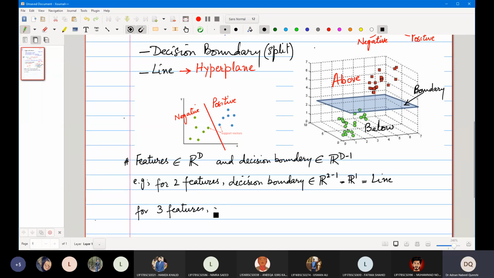Then decision boundary will be R3 minus 1, which is equal to R2. अब लाइंस जब मल्टीपल एक के साथ एक रखेंगे आप, you will get a surface. So R2 is a surface. Yes or no? Correct me if you do not understand it.